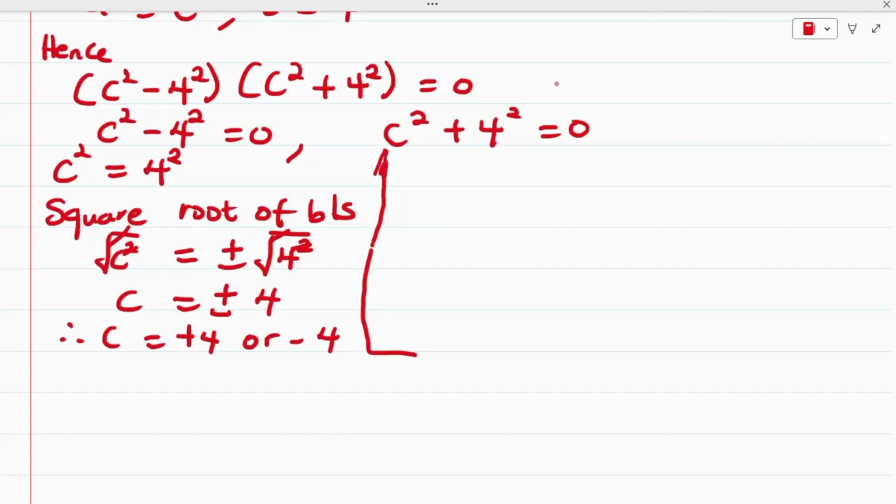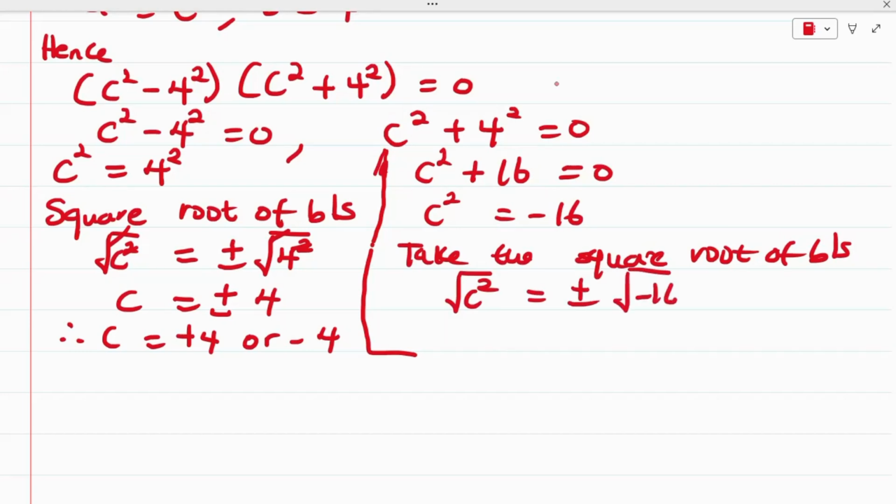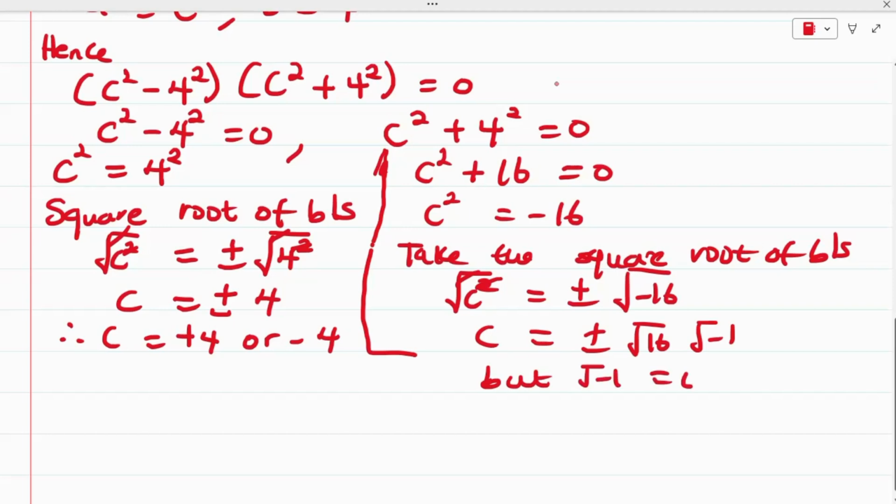Alright, so this can be simplified by saying c squared plus 4 squared is 16, which is equal to 0. So we have c squared is equal to negative 16. So take the square roots of both sides. So taking the square roots of both sides, this becomes the square root of c squared is equal to plus or minus the square root of negative 16, and this is going to cancel out this. We have c is equal to plus or minus the root of 16 into the root of negative 1, but the root of negative 1 is equal to i.